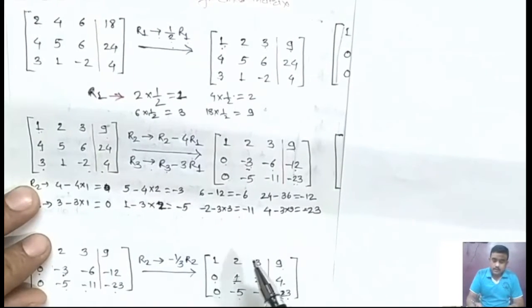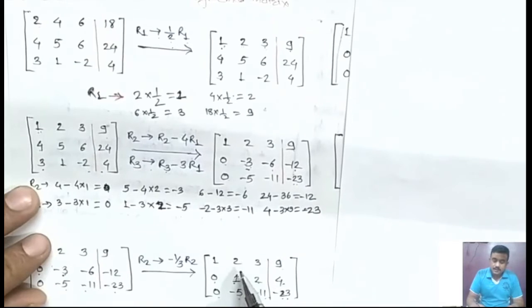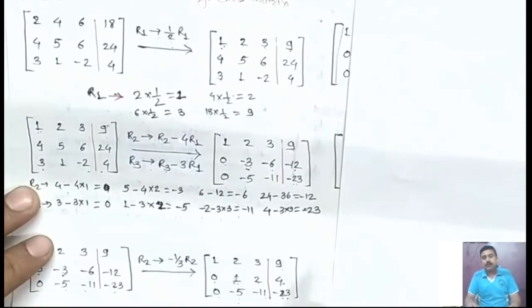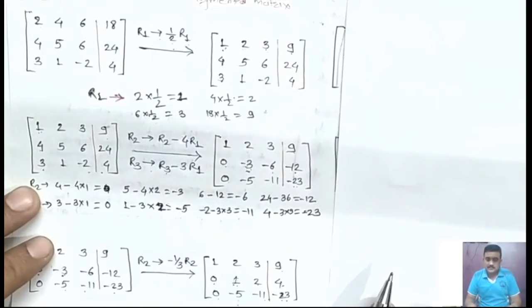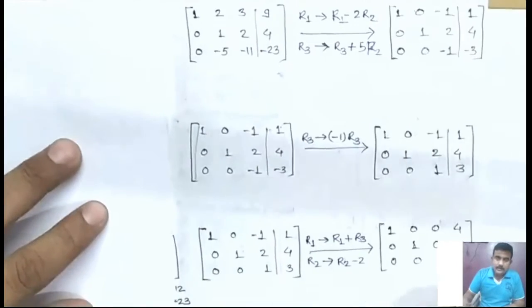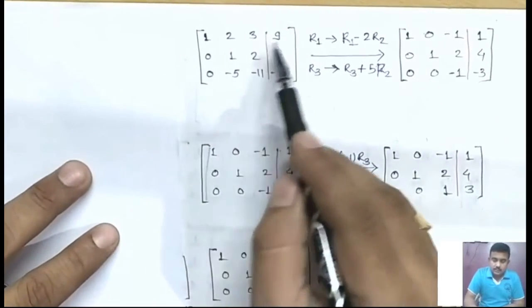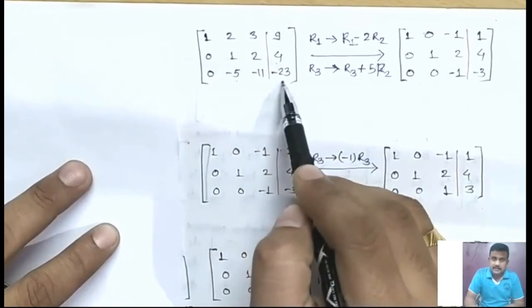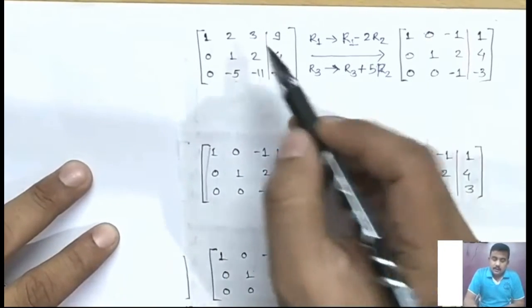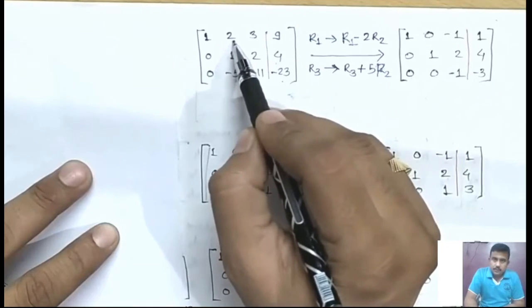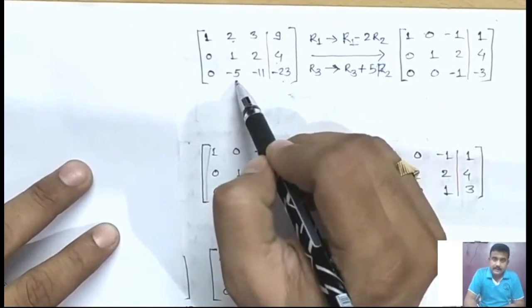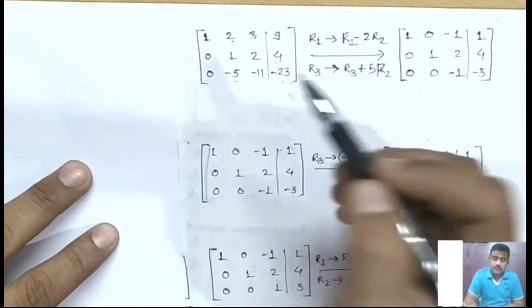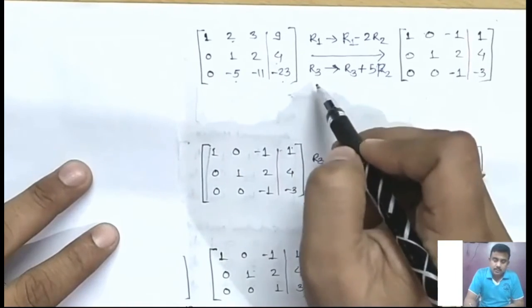So by row echelon form we need 0 above this one and below this one. So we are going to perform row transformation as follows. The last matrix is 1, 2, 3, 9, 0, 1, 2, 4, 0, minus 5, minus 11, minus 23. Now we need 0. We have to produce 0 at this position and at this position. That's why we are going to make changes in row 1 and row 3.